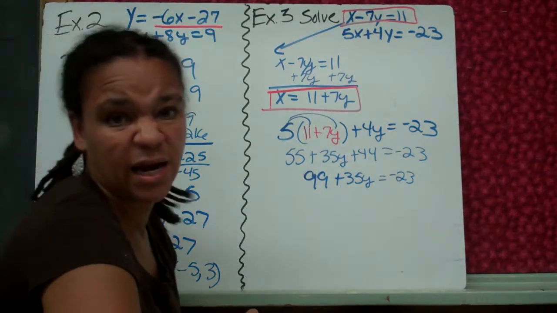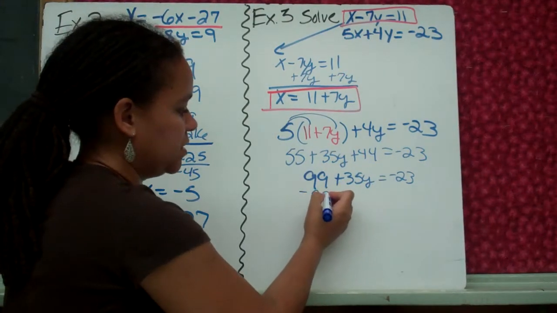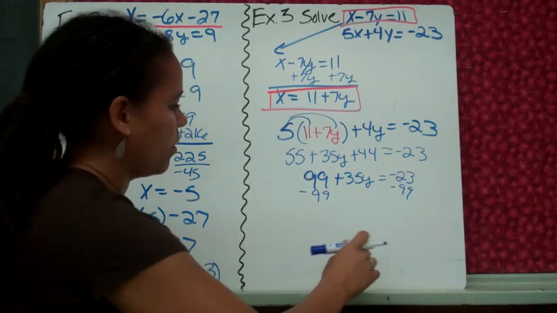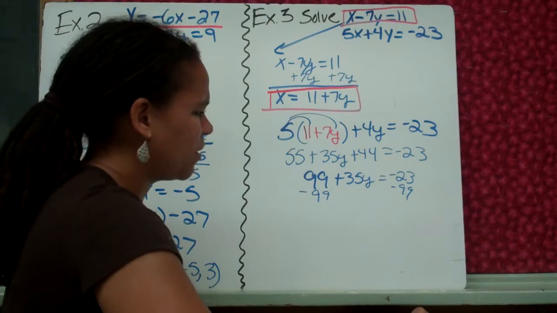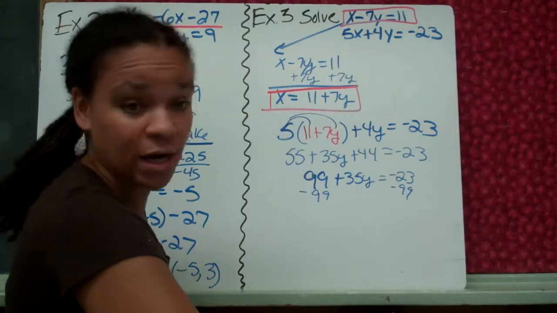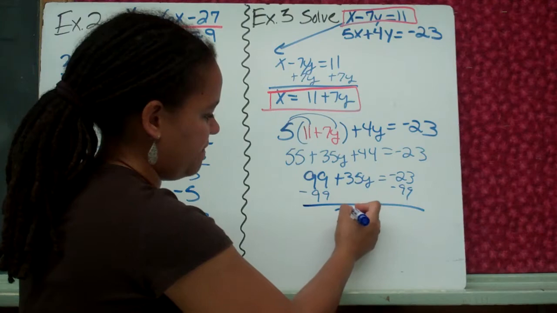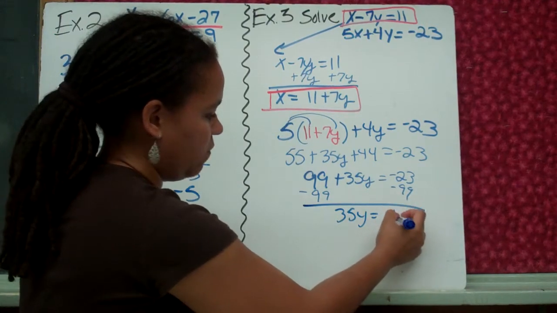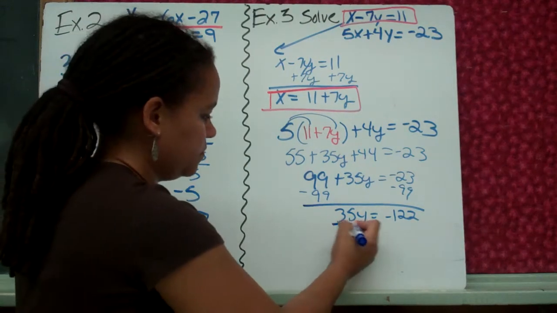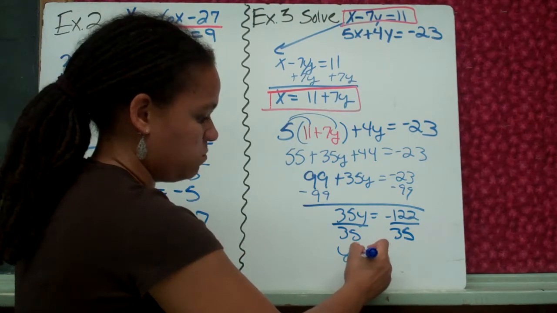And then we need to get rid of that 99 because we're trying to solve for y. So let's subtract 99 from both sides. Let's see, if I subtracted 100, what would I get? So negative 23 minus 99, if I subtract 100, I'd get negative 123, so I should get negative 122. So, where are we? 35y is equal to negative 122. And then we're going to divide by 35. We end up with a decimal.